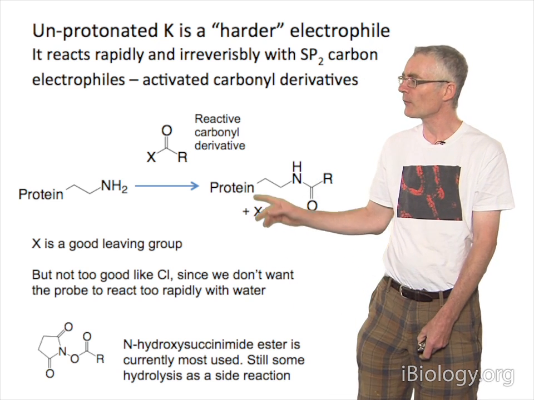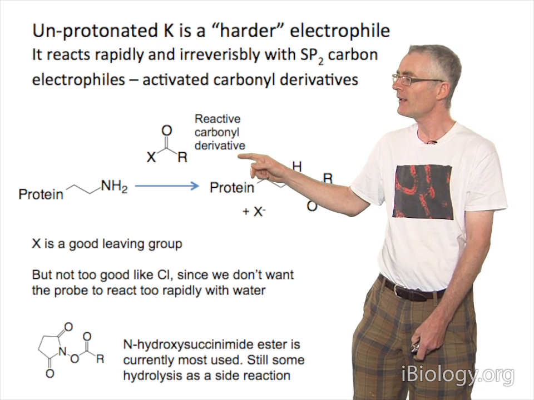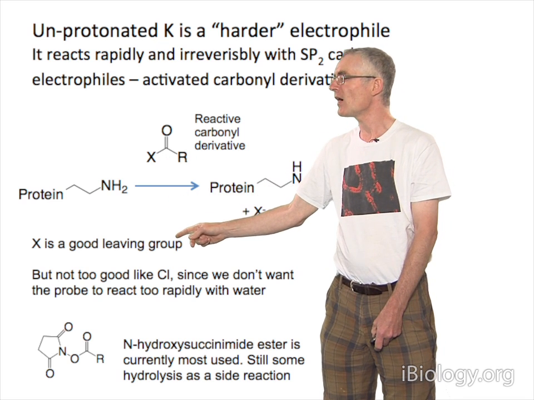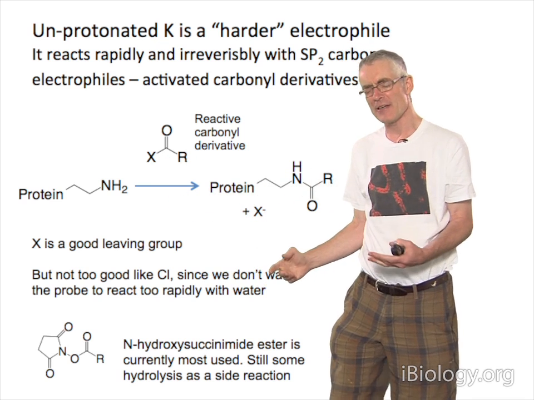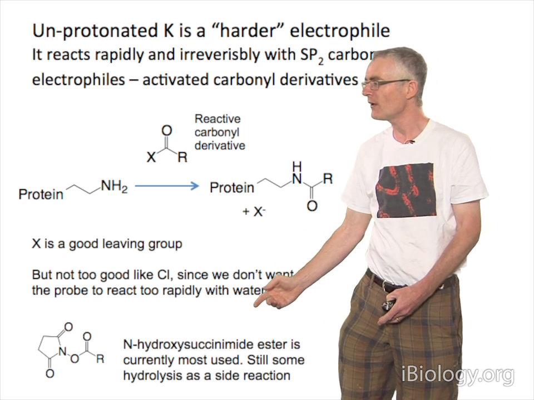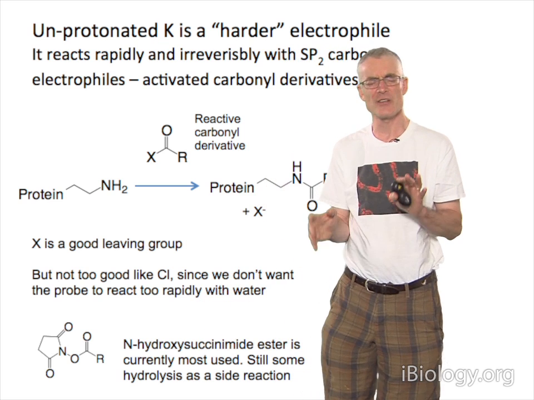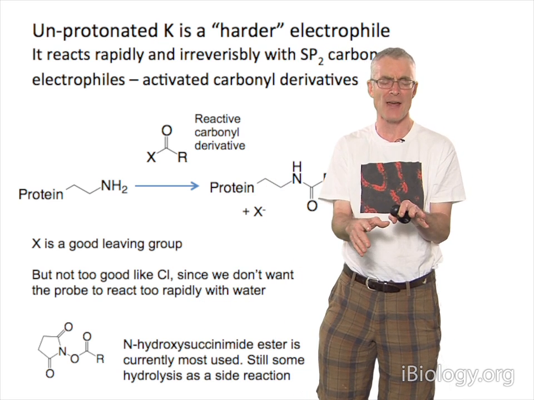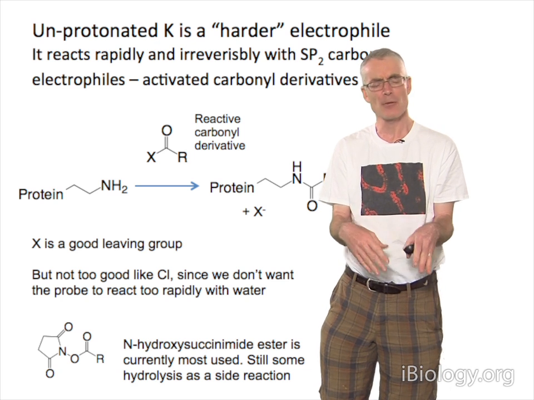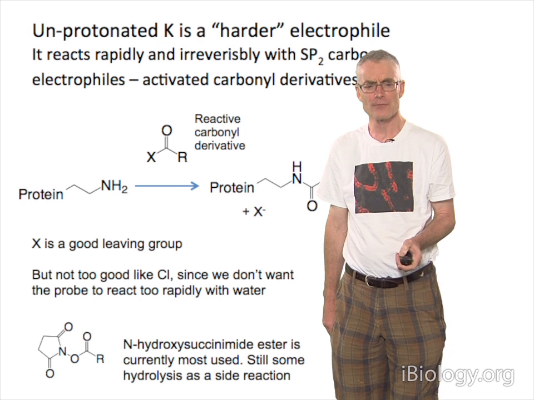The unprotonated form of lysine is what people call a harder electrophile. It prefers to react with sp2 carbon electrophiles, particularly reactive carbonyl derivatives, where X here is a good leaving group. And you want a leaving group that leaves well, but not too well, like chloride, because that would react rapidly with water. And a lot of probes now use this N-hydroxysuccinimide ester, which has a reasonable balance between being stable enough, it's not immediately hydrolyzed in alkaline solution, but reactive enough that it rapidly reacts with lysine residues.